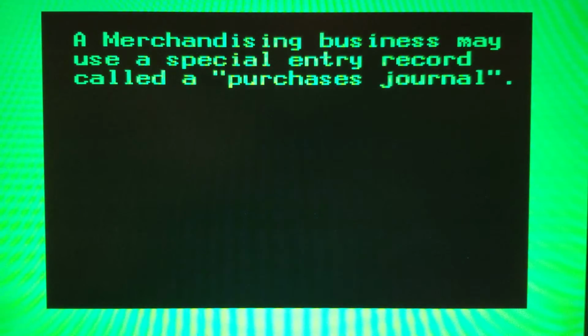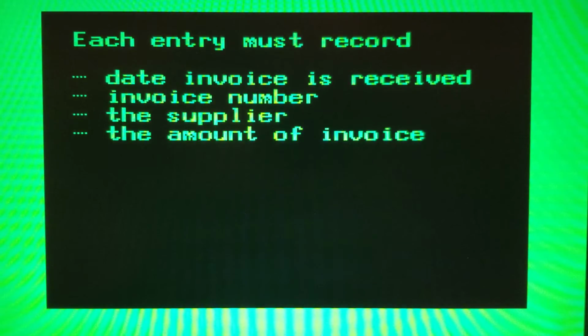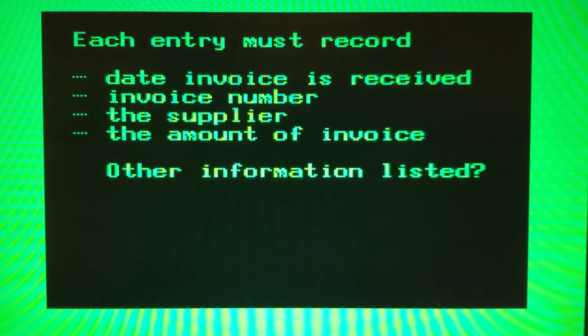A merchandising business may use a special original entry record called a purchases journal instead of entering purchases in a 2-column general journal or a combined journal. Each entry must record the date that the invoice is received, its number, the supplier, and the amount. What other information might be listed?